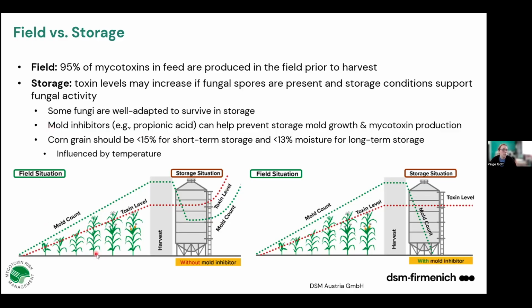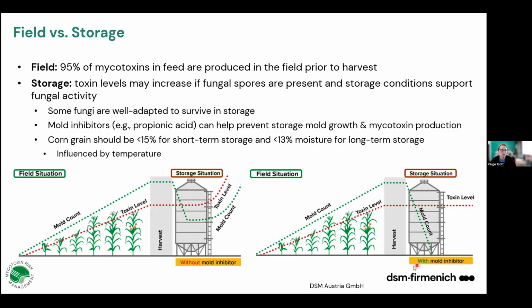So on the graphic here on the left, this is an example if you don't include a mold inhibitor. You can see in the field that we have our mold count increasing and also the toxin levels are increasing. During harvest, that levels off. And initially you'll see a drop in the mold count, that some of those field-associated molds are not going to survive in storage since they're not adapted to those conditions. But if you do have viable mold that can survive, you'll see those counts increase, and with that, you'll see toxin levels potentially increase.